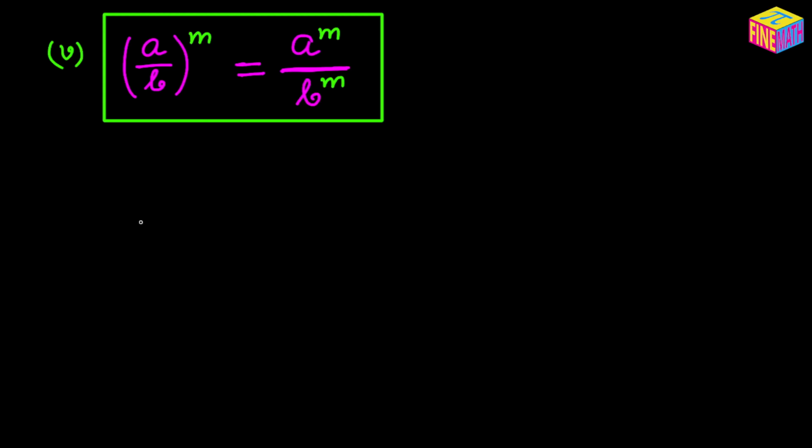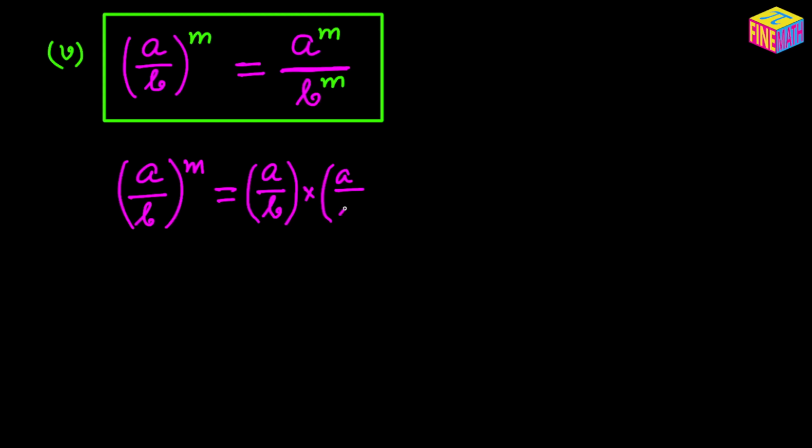Well, let's see. If we have (a divided by b) whole to the power m, can we write it like this? That means we have a divided by b, which is the base number that is being multiplied m times with itself. So we can say that a divided by b times a divided by b again times a divided by b, and this goes on how many times? Well, this goes on m times.